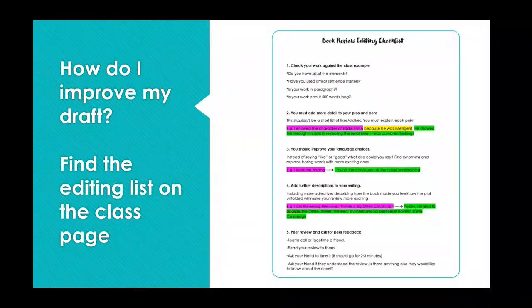Add further descriptions to your writing. As we just said, use more adjectives to describe the book, how it made you feel, how the plot unfolded, because you want to have an exciting review. It should have a bit of personality to the writing. Instead of saying, I am reviewing the novel 13 by Steve Cavanagh, well, can you add a bit more detail? Say, today I intend to analyse the crime thriller by international best-selling novelist Steve Cavanagh. Bit more interesting.